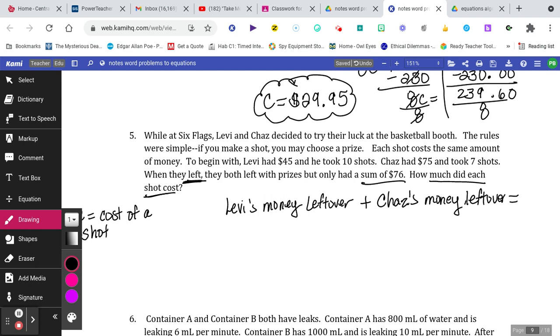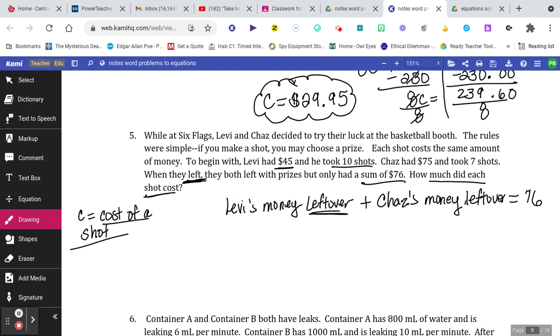Equals a sum of $76, because they started with 45, but they took some shots, so they had leftover money. I know they spent so much money, but we don't know what they spent. All I know is they started with 45. They spent some money, so if they started with 45 and spent some money, then they had some money left over. And that makes better sense to me. Okay, now let's take a look. And I probably should let that be an S, but it's okay.